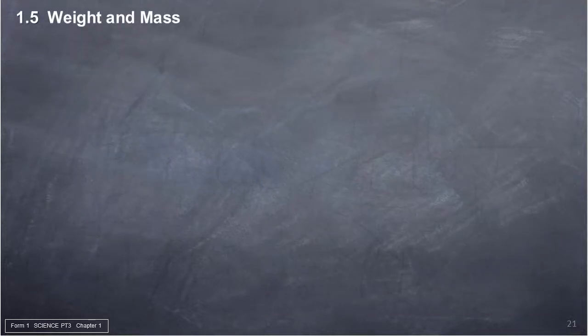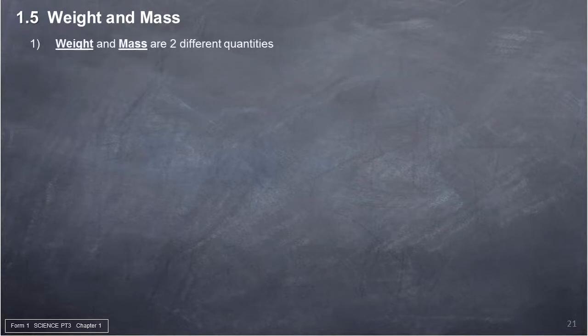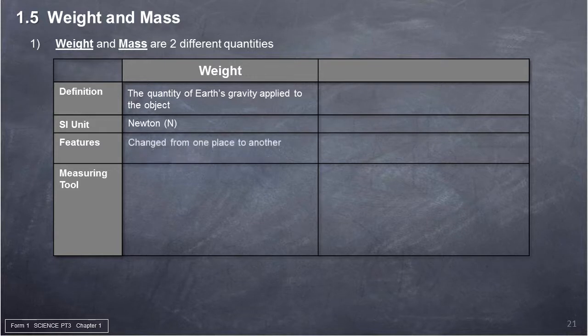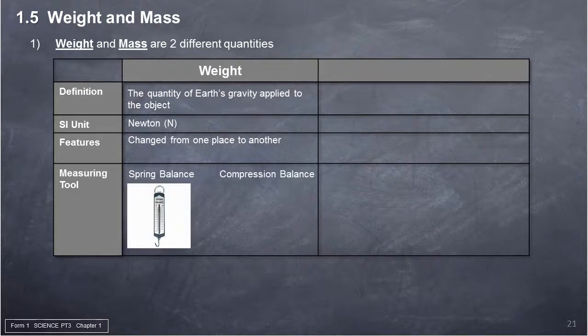1.5. Weight and mass. 1. Weight and mass are 2 different quantities. Weight. Definition: the force of Earth's gravity applied to the object. SI unit: Newton. Features: changed from one place to another. Measuring tool: spring balance, compression balance.